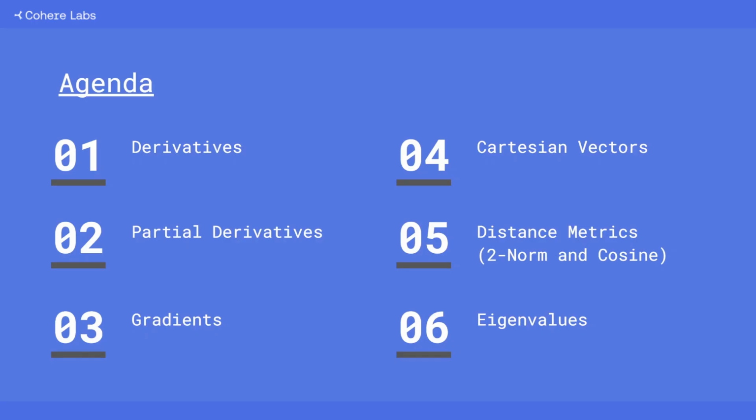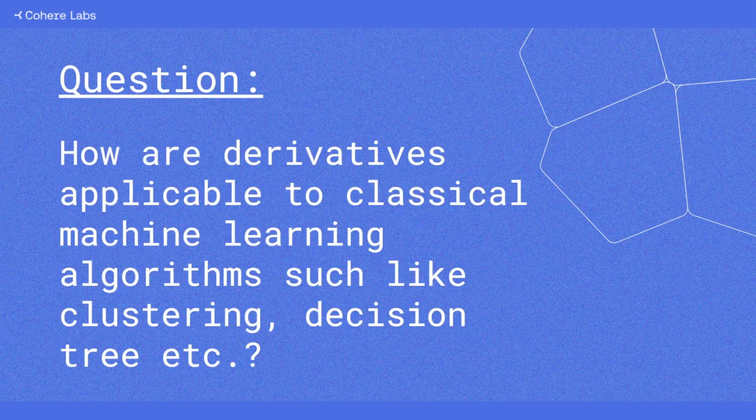So yeah, let's begin. The first question that I got was looking at the derivative lens. Someone asked, how are derivatives applicable to classical machine learning algorithms such as clustering and decision trees, etc.? We talked about how derivatives and gradients are used in gradient descent type algorithms that are used often in backpropagation and neural networks. But what about these other traditional machine learning algorithms? We're going to dive into each one of these separately.